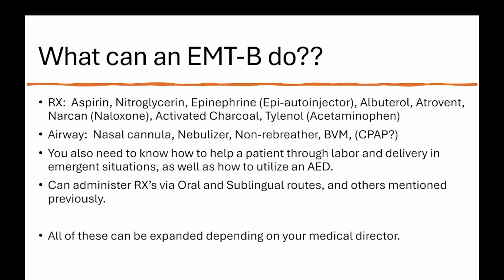An EMT-B, which we're going over for this text, can administer medications such as aspirin, nitroglycerin, epinephrine via an epi auto-injector, albuterol, Atrovent, Narcan, also known as naloxone, activated charcoal, and Tylenol, also known as acetaminophen. For airway devices, you have access to a nasal cannula, a nebulizer, a non-rebreather, a BVM, and a CPAP device. Although that's kind of optional, some places will just teach you a CPAP device and that'll be left off for a paramedic.